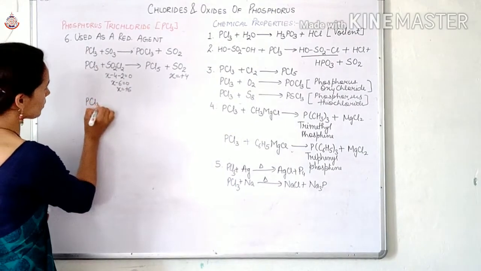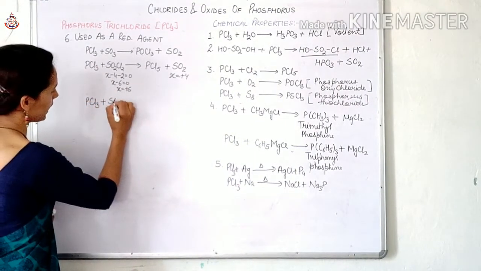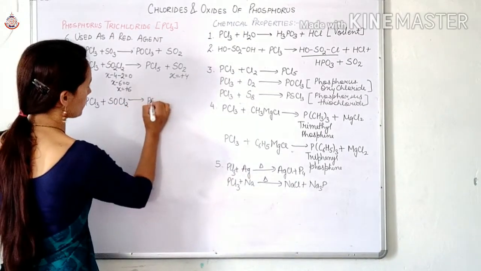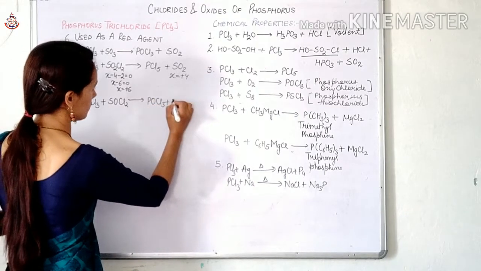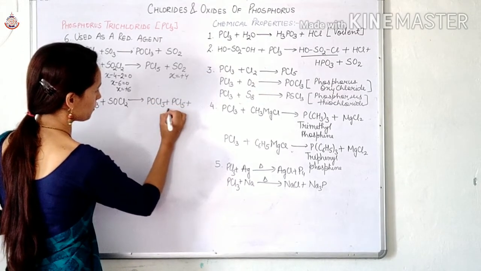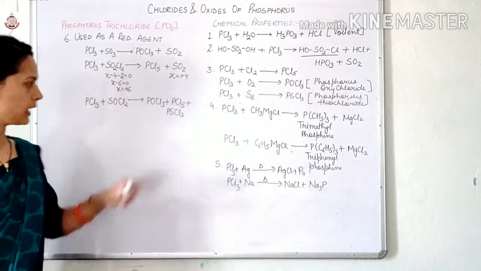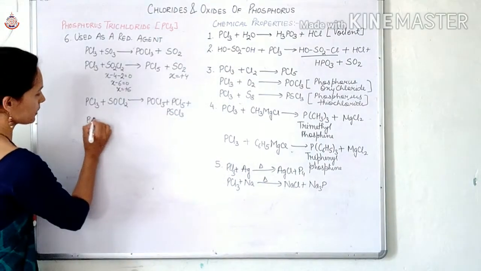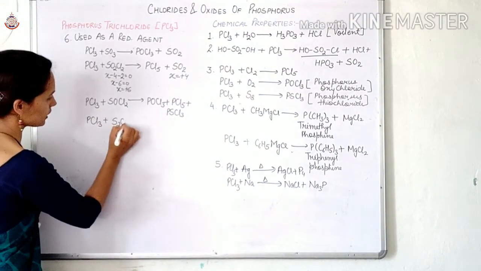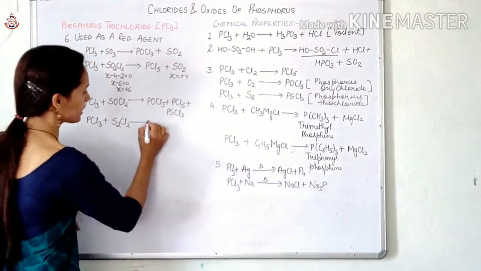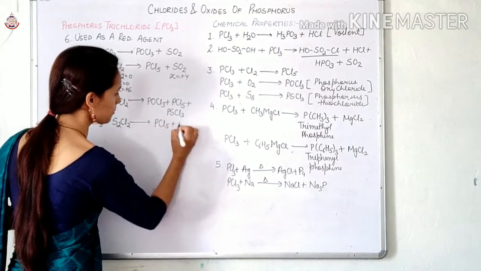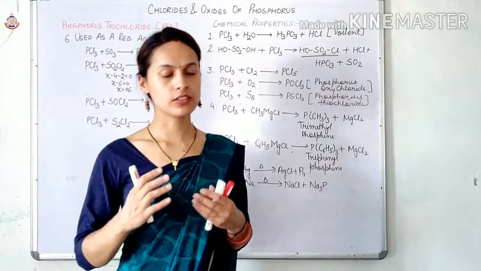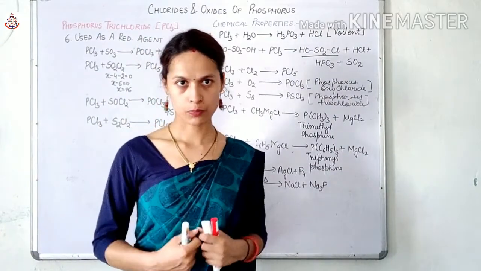Similarly, when PCl3 reacts with SOCl2, then it forms POCl3 plus PCl5 plus PSCl3. Similarly, when PCl3 reacts with S2Cl2, that is sulfur monochloride, then it forms PCl5 and PSCl3. So from these reactions, we get to know that PCl3 is used as a good reducing agent.